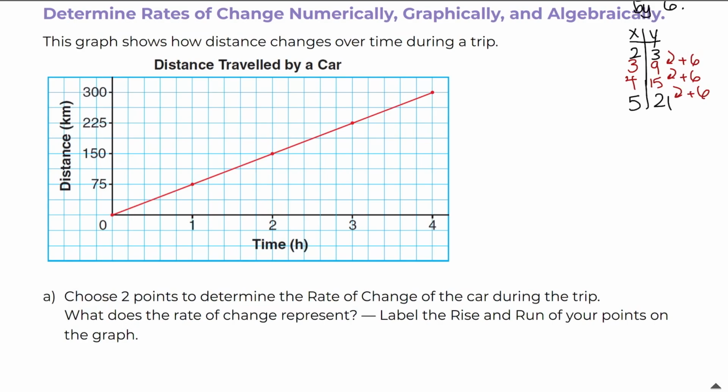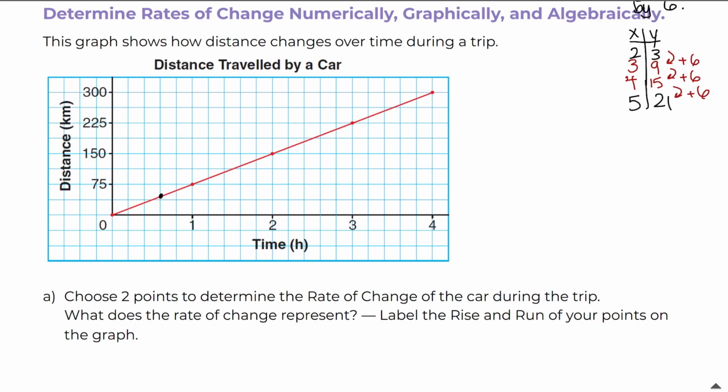So I can choose any 2 points that I want, but I want to choose points that I can easily identify. So like, for example, this point right here, I can easily identify it because I can see that it is a 1 for my x value and 75 for my y value. I wouldn't want to choose a point like this point right here because I don't know exactly how much it is. For x, I can see it's 3 out of 5, so it's 3/5, but for y, I can't tell exactly how much it is.